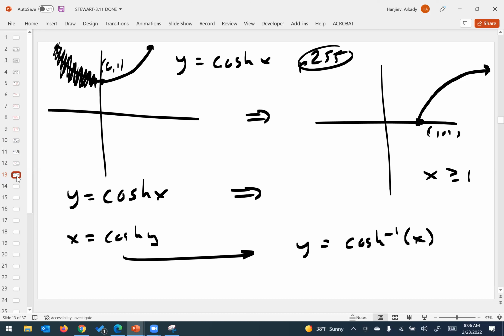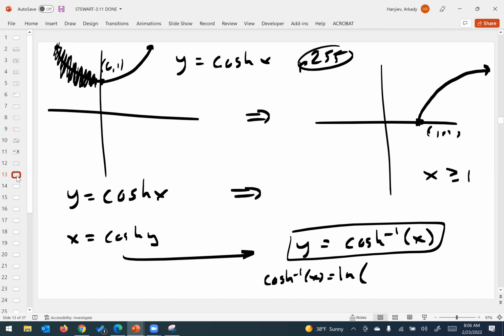Okay, now the question, what's the formula for this? So I'm kind of interspersing two things here just to make sure we're not confused. So this guy gives me the graph, is that right? And now I want the formula in terms of x. I want the formula in terms of domain. Okay. So then y is equal to this, and for inverse hyperbolic cosine, what's the algebraic formula for it? It is this right here.